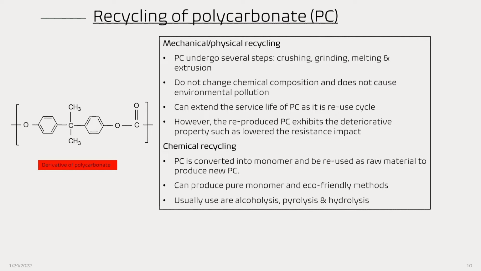While in chemical recycling, the PC is converted into monomer and reused as raw material to produce new PC. It can produce pure monomer and is an eco-friendly method. The methods usually used are alcoholysis, pyrolysis, and hydrolysis.